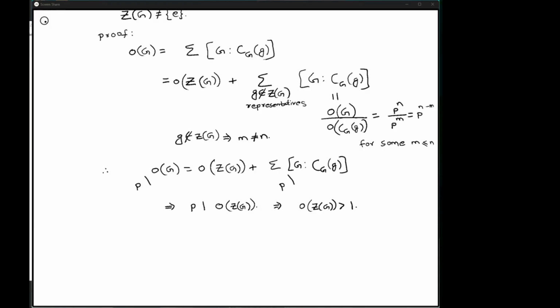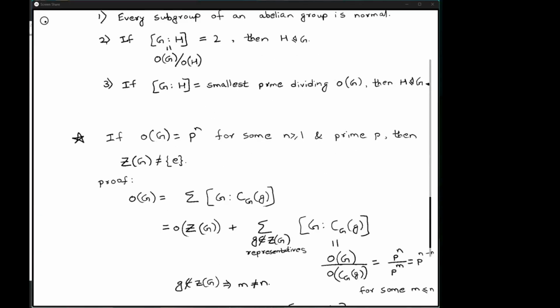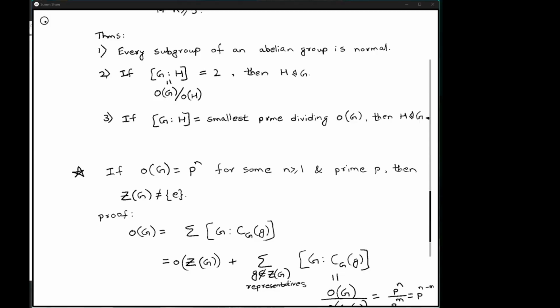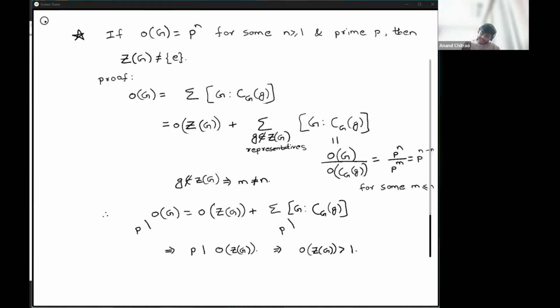Sir, can you give an example of the third property of the index of a group? The third theorem, you're saying? Yes, this one, about the smallest prime. If the index [G : H] is the smallest prime dividing the order of G, then H is normal inside G.